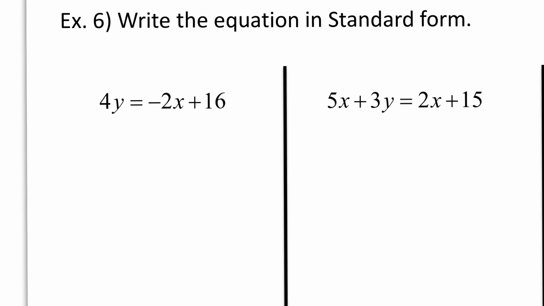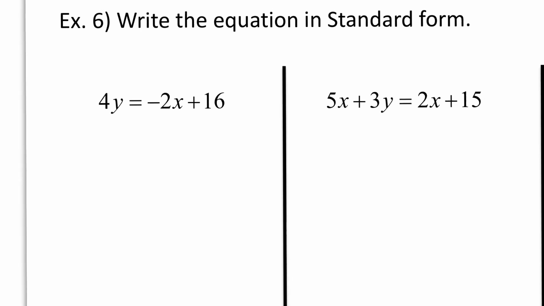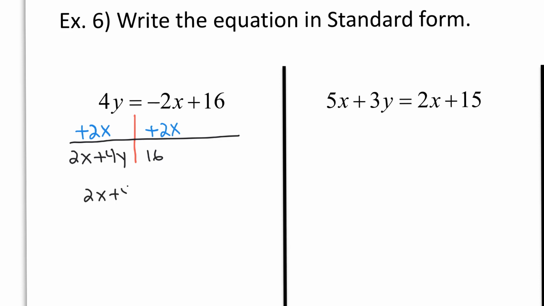So first of all, let's get the x and the y on the same side for this equation. 4y equals -2x plus 16. This -2x, you send it to the other side. I want that on the same side of the y. So I'm going to put a line under the equal sign. I'm going to do the opposite of the -2x, so I'm going to add 2x here, add 2x over here. So when I do that, I'm going to have positive 2x plus 4y, and on the other side, I have 16. So I'm just going to rewrite that: 2x plus 4y equals 16.